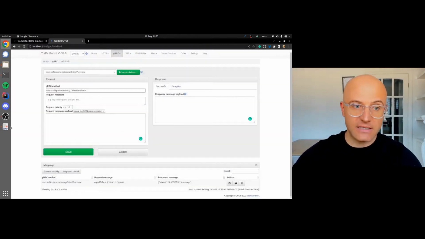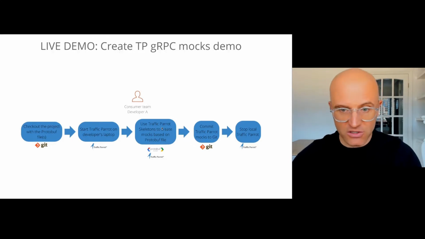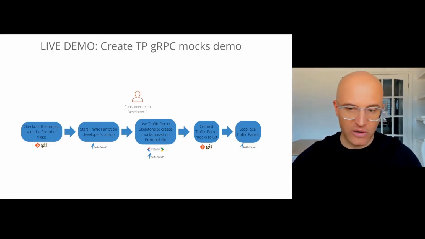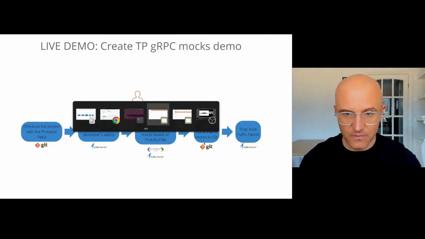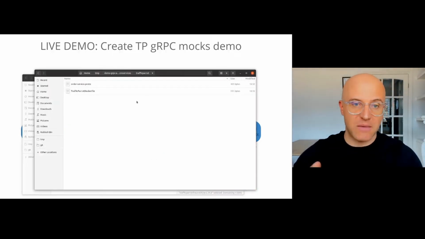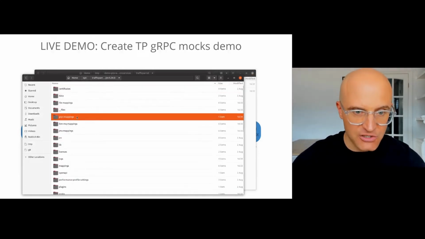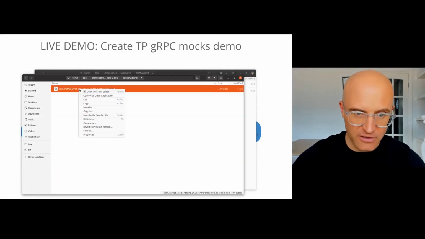So what happens next? Well, we've created the mocks using the skeletons feature of Traffic Parrot. We can commit them to Git and stop Traffic Parrot. So let's commit them to Git now. We're going to put them in the Traffic Parrot folder in our monorepo. And where do we get them from? Well, they're in the Traffic Parrot gRPC mappings folder.